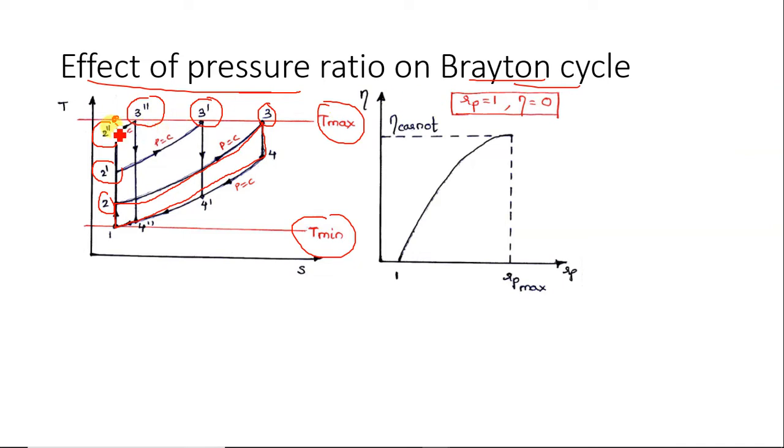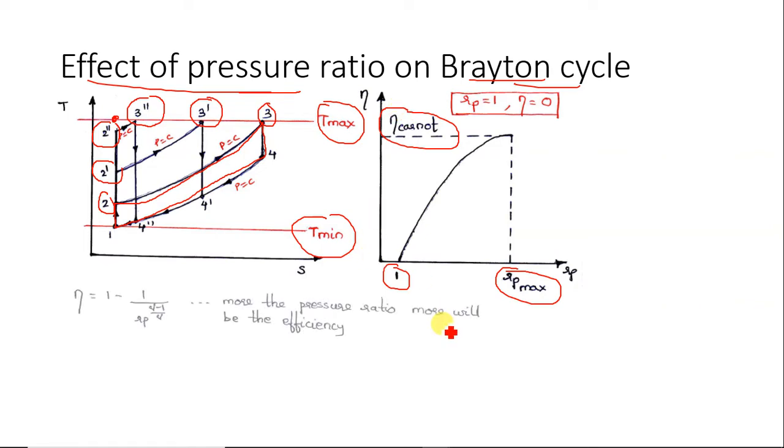What is the meaning of this? When pressure ratio is 1, if you refer to the previous slide, there also we had discussed W net is 0. Same way efficiency also becomes 0. And when RP is RP max, pressure ratio is maximum, then if you recall the previous slide, W net is 0. But the efficiency of Brayton cycle becomes maximum. Efficiency becomes equal to the Carnot cycle. Okay, so this we understand from here.